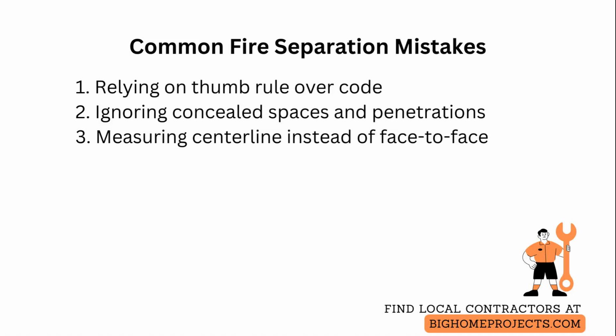A third problem is treating measured distances as centerline to centerline rather than face to face, which reduces actual separation. Correct this by measuring the shortest exterior face to exterior face clearance and adjusting openings or assemblies accordingly.